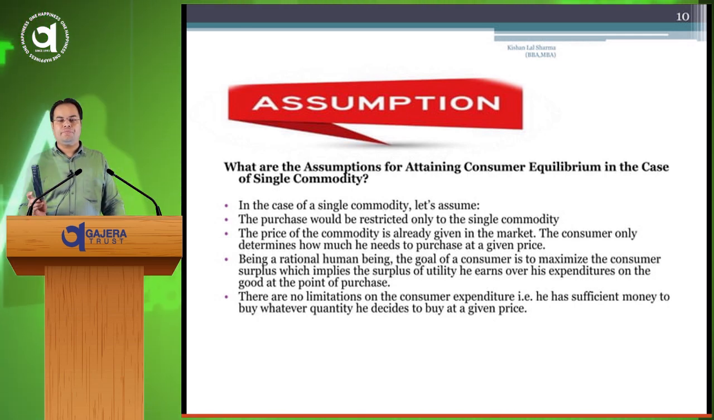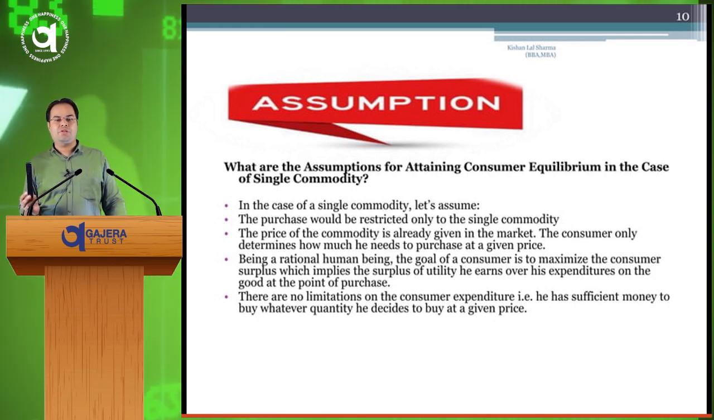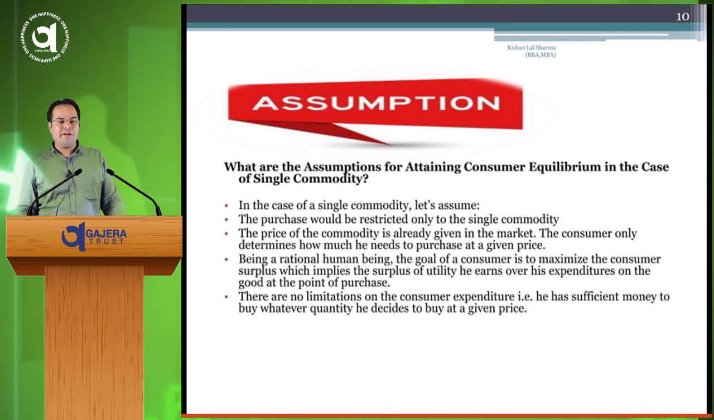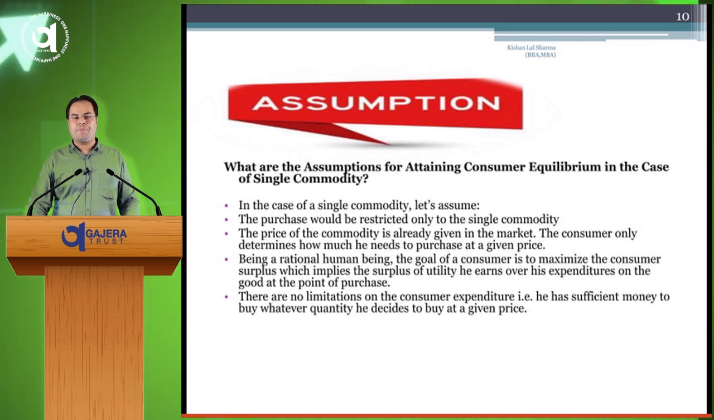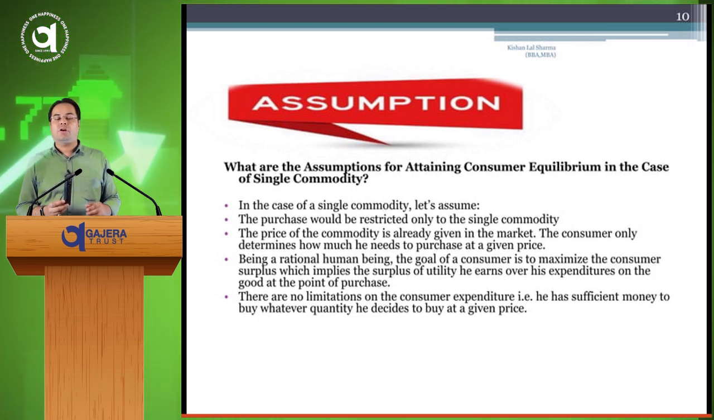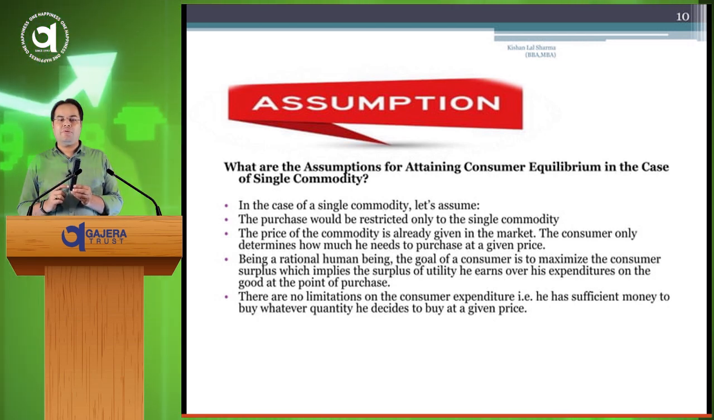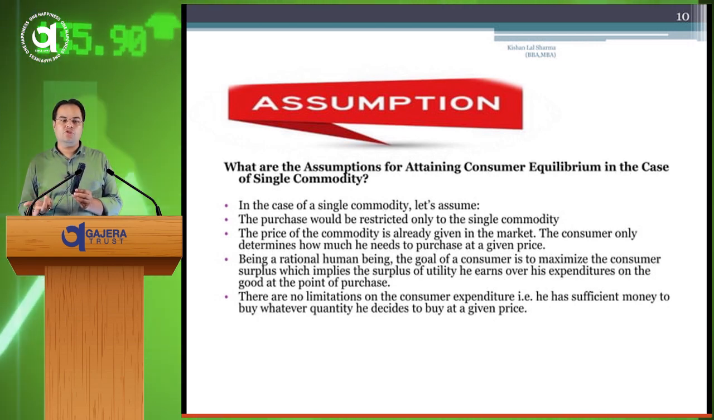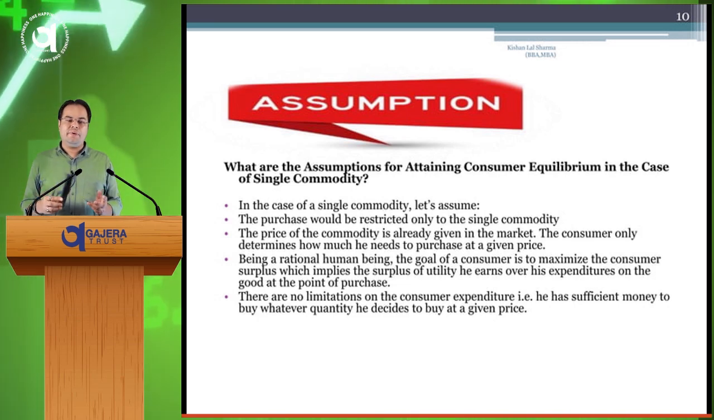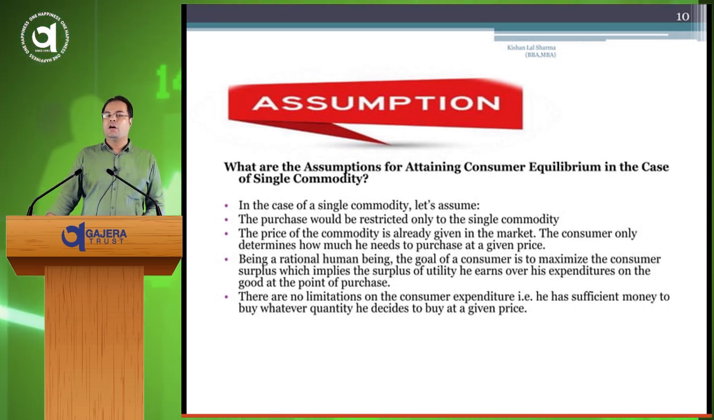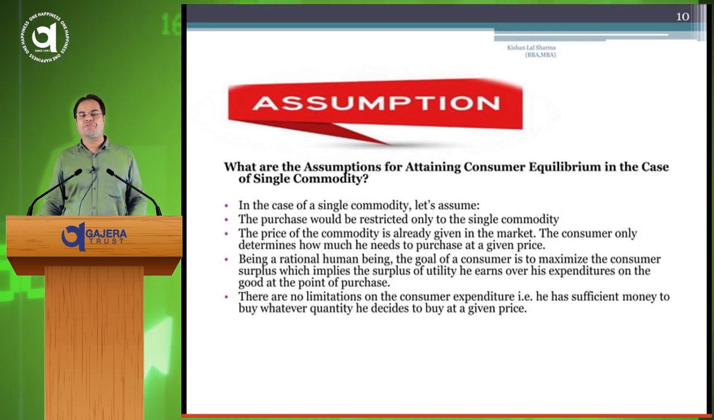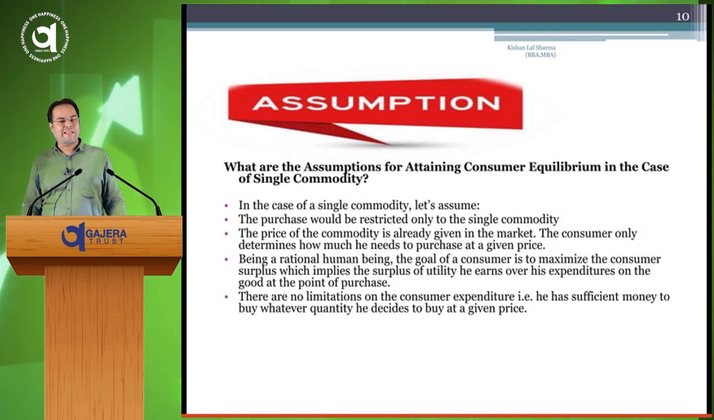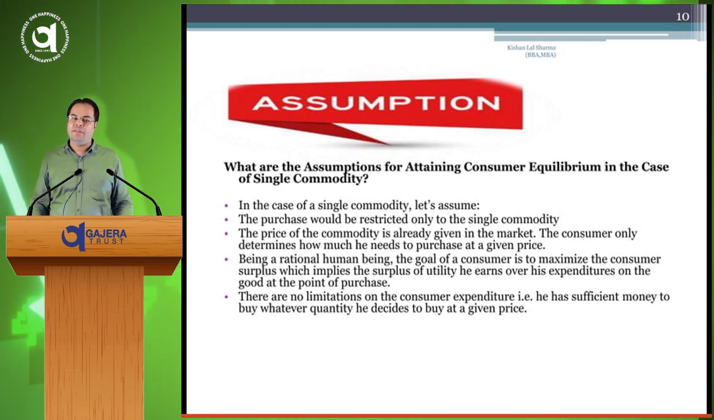The price of the commodity is already given in the market. Let's suppose this product is 10 rupees or 20 rupees, it is fixed, right? The consumer determines how much he needs to purchase at a given price. Now the consumer has to decide how many units he wants to purchase. Being a rational human being, the goal of a consumer is to maximize the consumer surplus, which implies the surplus of utility he earns over his expenditure on the goods at the point of purchase.